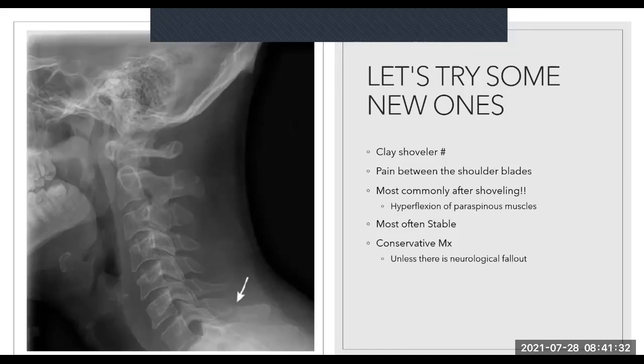So it's hyperflexion of the paraspinous muscle. If you imagine somebody doing a shoveling motion, they're actually doing this. They're flexing the paraspinal muscles, and that is what eventually causes the fracture along there, all right? So this is what we would call a stable fracture, because it doesn't really affect the spinal cord, right? And most of these are managed conservatively. Okay, so let's try another one.